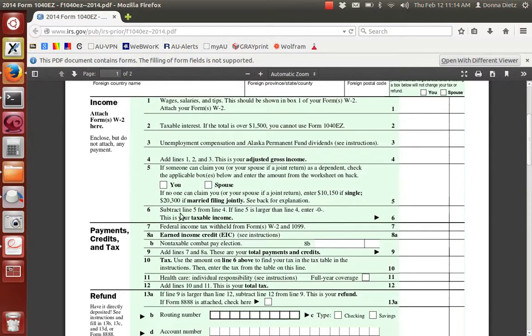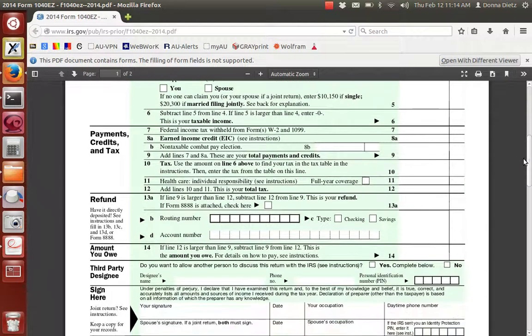And that's the only deduction we're going to take. That's going to be line 6. We're going to pretend that people have no income tax withheld, no earned income credit, none of these other things. Nothing. Then we're going to go back to here.